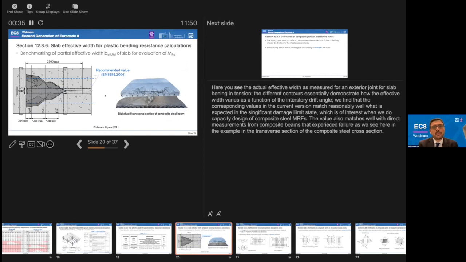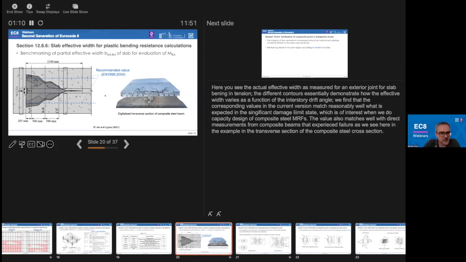Both are experimental results where the effective width has been explicitly measured, and essentially what the results show is that the recommended value that you have in the code matches what the effective width would be when the moment frame deforms at about 2% drift, which is the limit for the significant damage limit state.